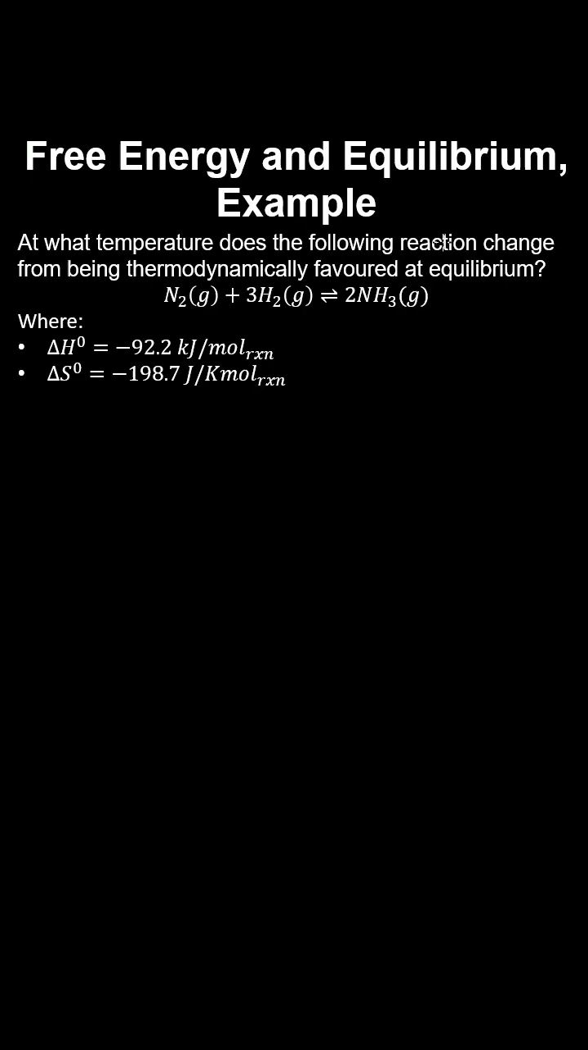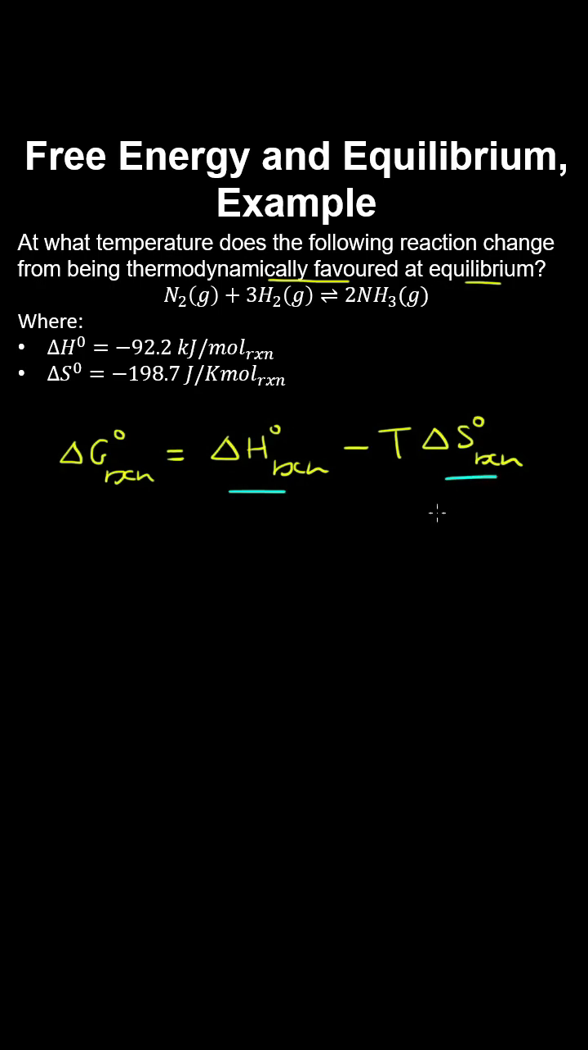At what temperature does the following reaction change from being thermodynamically favoured at equilibrium? We'll recall that the Gibbs free energy change of the reaction, which we can denote using this subscript, is equal to the enthalpy change of the reaction minus the temperature in Kelvin times the standard entropy change of the reaction. And here we assume the standard enthalpy and entropy changes are independent of temperature. So the reaction changes from being thermodynamically favoured, which is towards the products, to thermodynamically unfavoured when the standard Gibbs free energy change of the reaction is equal to 0.